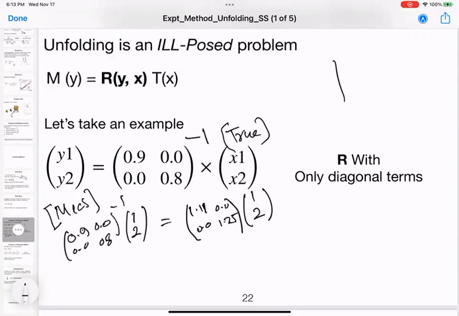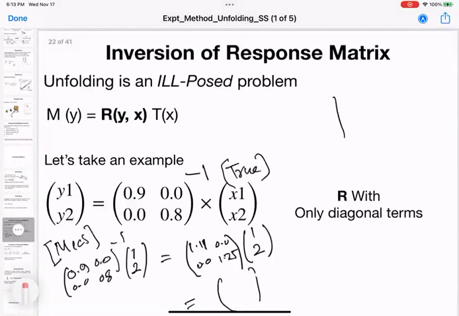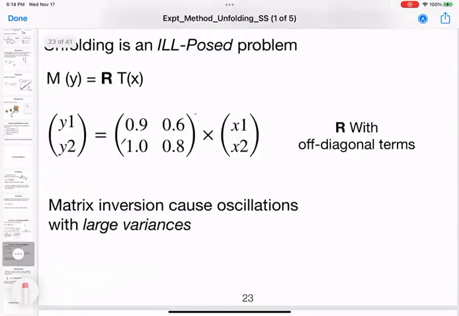Okay, so you can do this kind of matrix inversion and you can get your final numbers by multiplying this matrix. Now in the second example, we can also add the off-diagonal elements. For example, we add here this 0.6 and this 1.0, and there also you can do the matrix inversion and do the same calculation like I did.